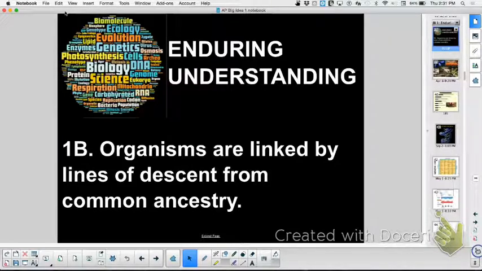This sounds like evolution because organisms change over what time? Specifically, what changes over time? Remember population genetics, we looked at alleles. Allele frequency, remember last week? So organisms are linked by lines of descent from common ancestry. That's what 1B is all about, for you to see that all life is linked together.